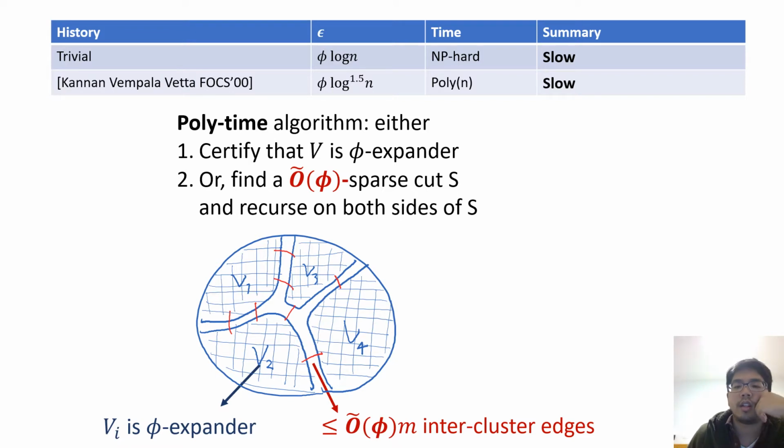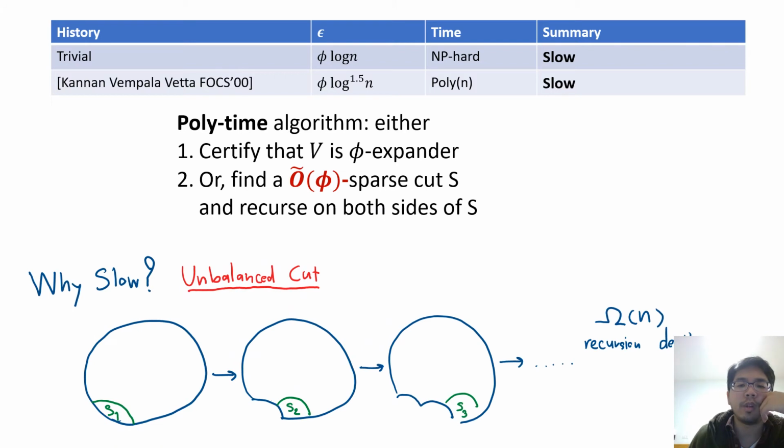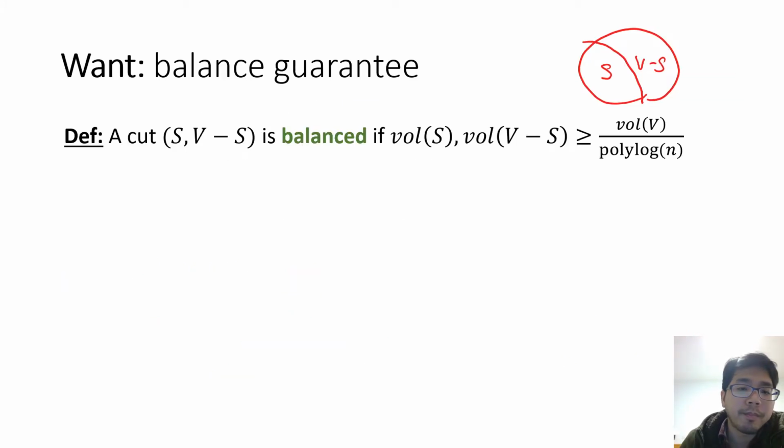You get some slack in the number of intercluster edges, but you get polynomial time. However, this will still be slow. It will not be near linear time. Why? Consider the following case: you get a very unbalanced cut S1, you cut it, then you recurse on the larger side, you cut another small cut, and so on. So the recursion depth can be at least omega of n, and this will give you quadratic time.